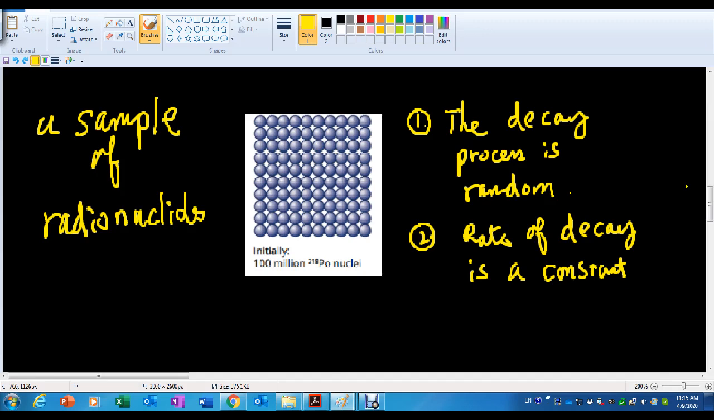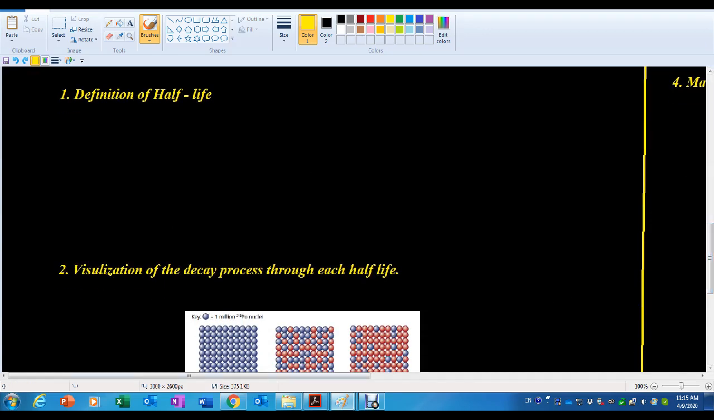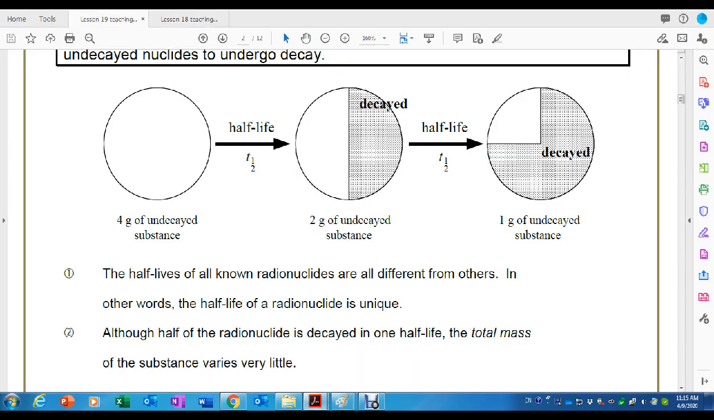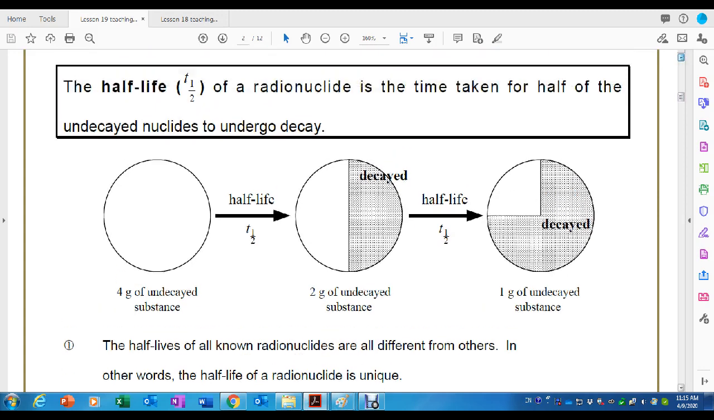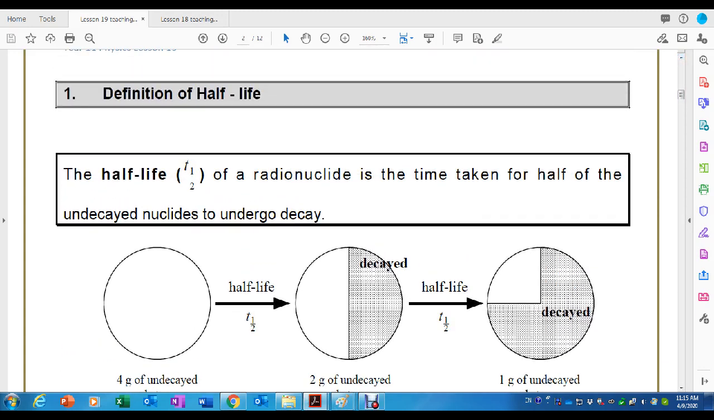That's why we could introduce what we call the definition of half-life. When you turn to our page notes of lesson 19, the first part is the definition of half-life. Basically the half-life of a radionuclide is the time taken for half of the unstable nuclides to undergo decay.